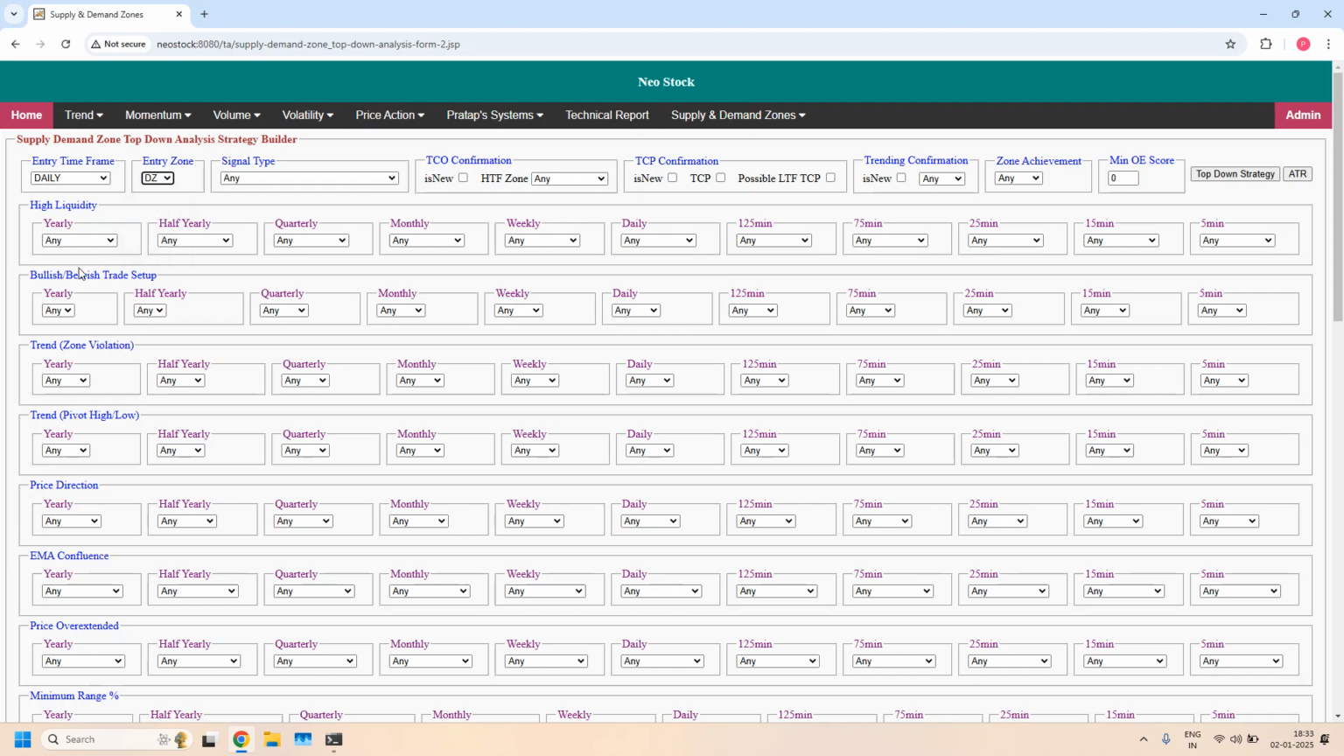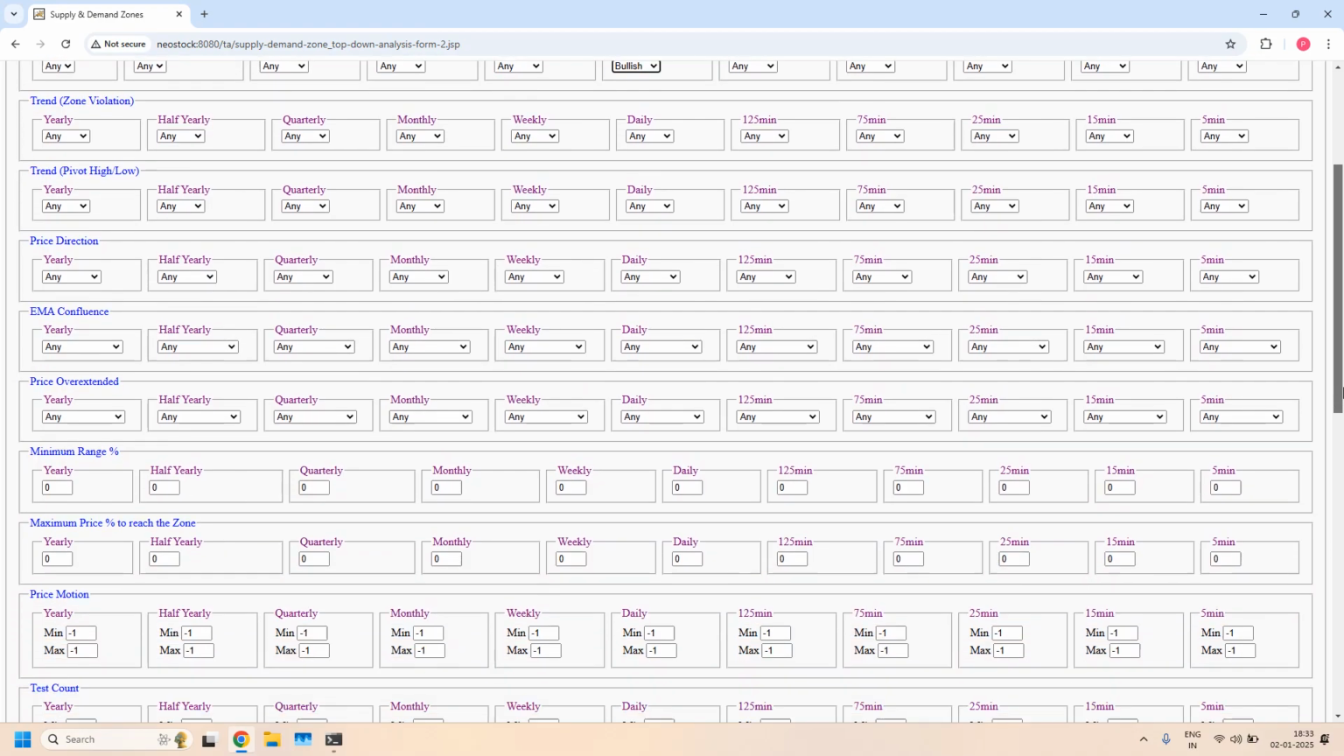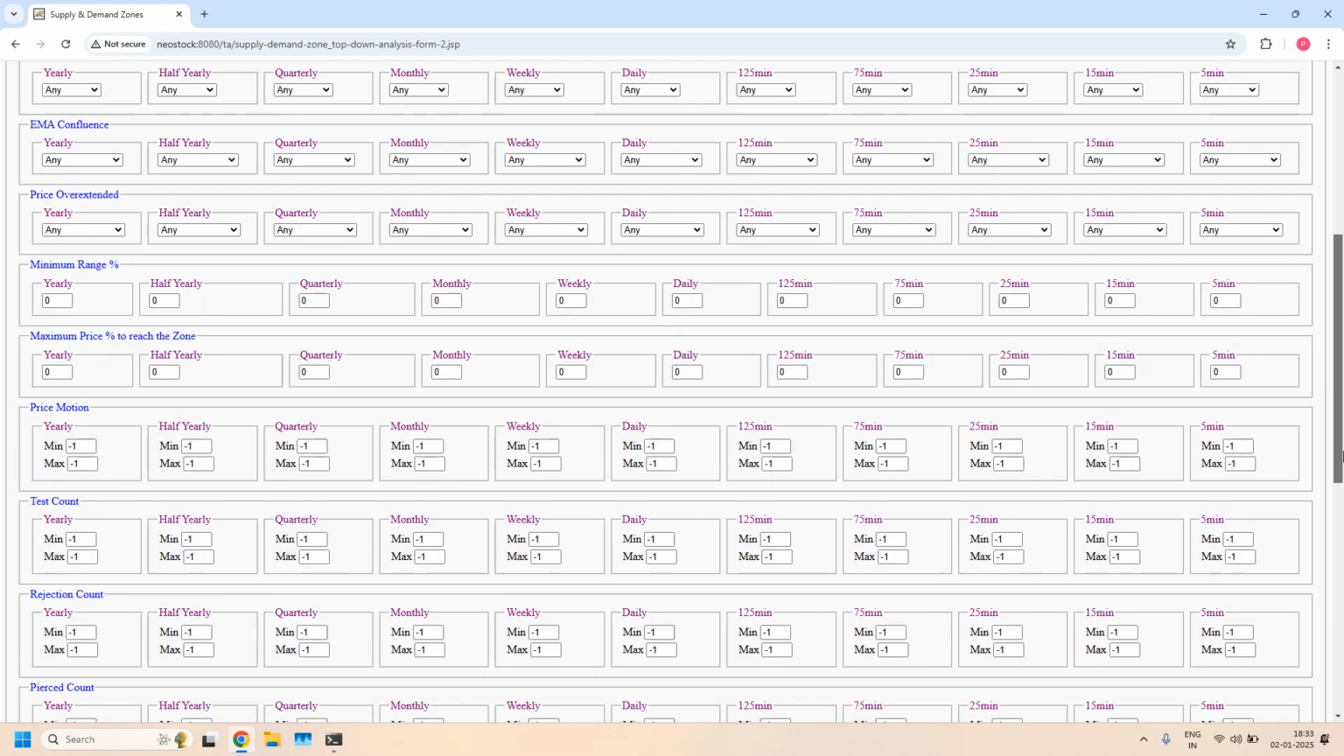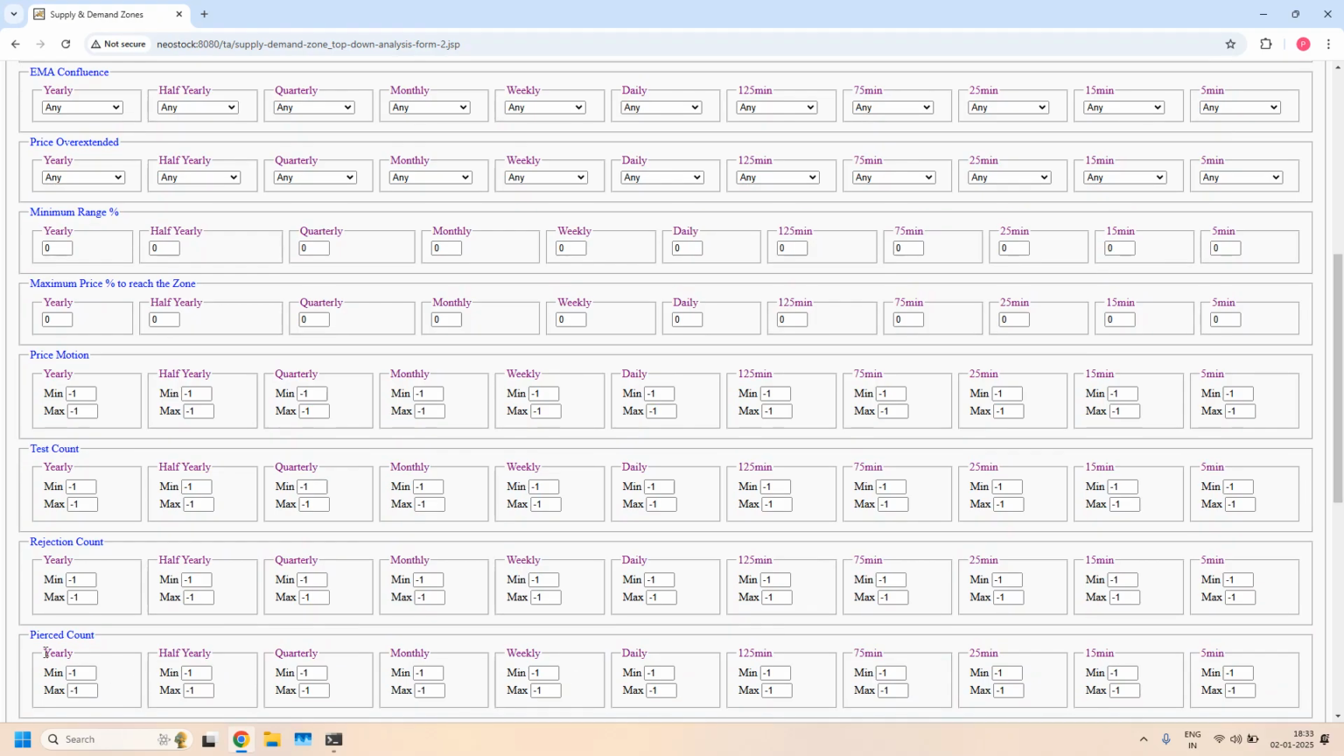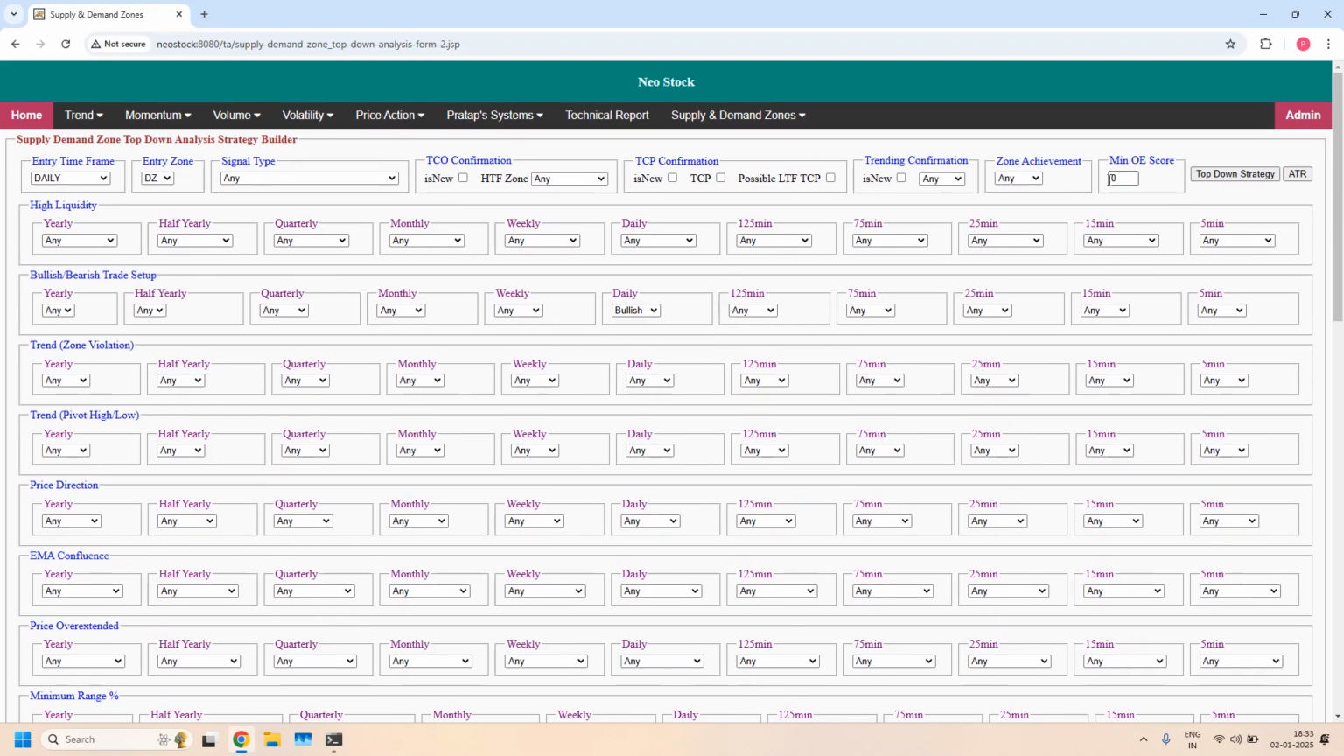Entry zone, demand zone. In bullish or bearish trade setup at daily time frame, I am selecting bullish, and these zones should not be pierced demand zones. So in the pierced count at daily time frame, entry time frame, minimum value 0, maximum value 0, zone achievement violated opposing zone, minimum odd enhances score 12. And now all the three filters are applied to daily demand zone.